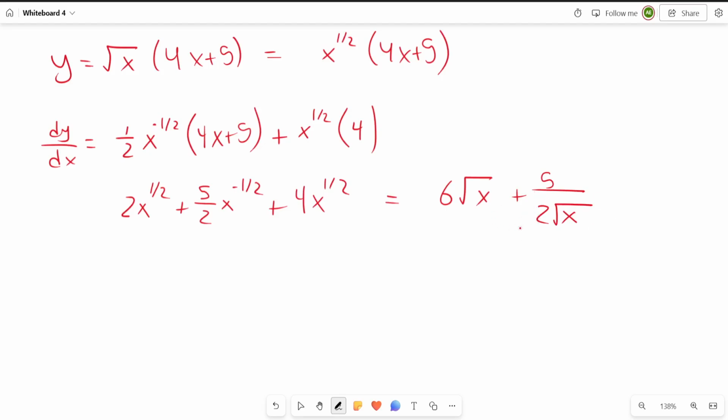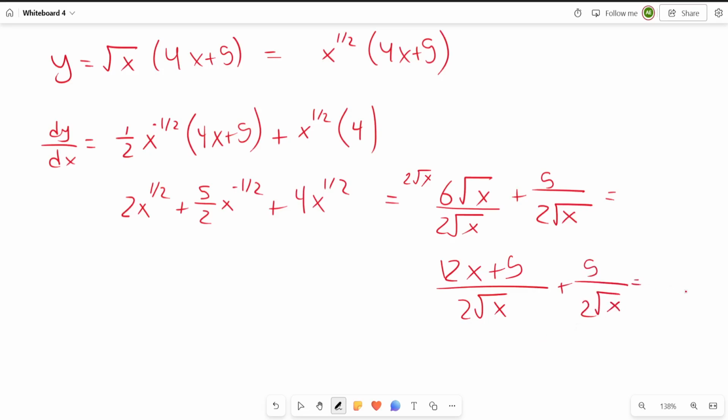If I would like to combine this to a single fraction, I will need them both to have the same denominator. In order to have the denominator of 2 root x, I will need to multiply down by 2 root x and up by 2 root x. So this is going to give me 2 times 6 is 12, root x times root x is x, then plus 5 over 2 root x. Now I can do my summing, so it's going to equal 12x, this is only 2 root x times 6x. This is the 5. So when I add them, it's 12x plus 5 over 2 root x.